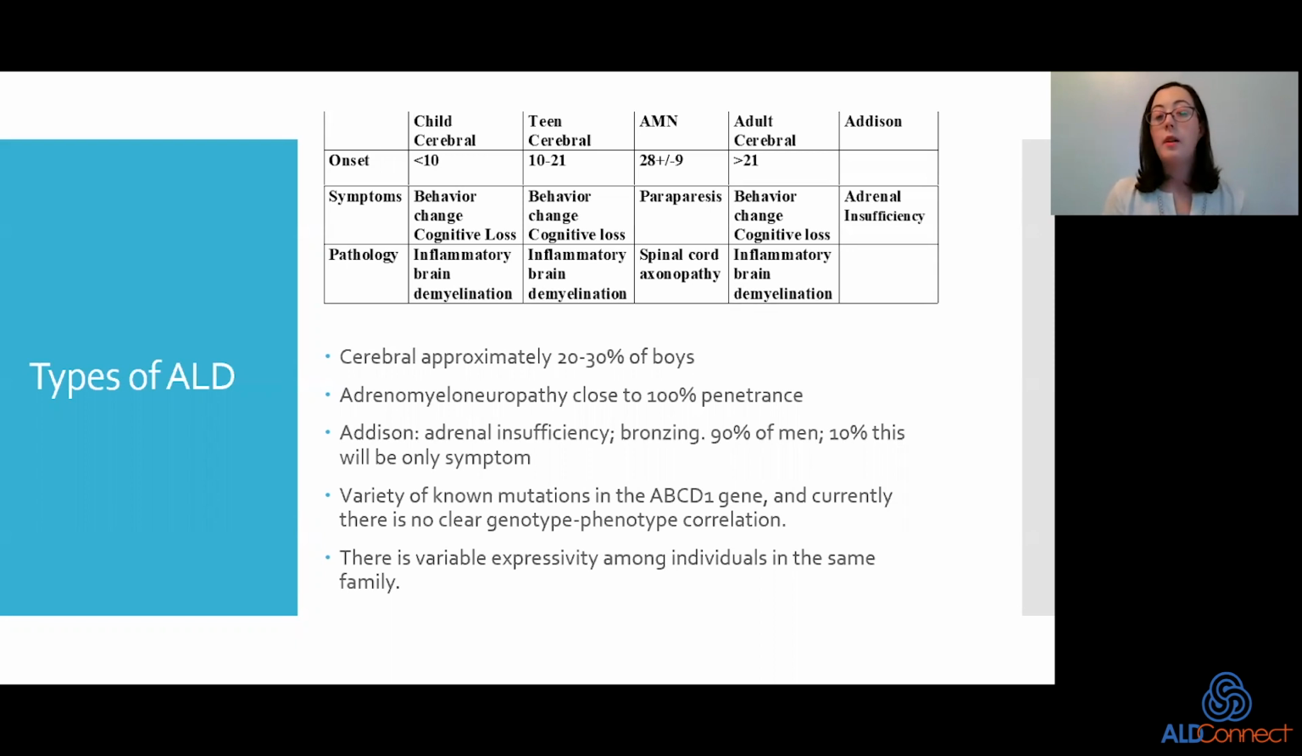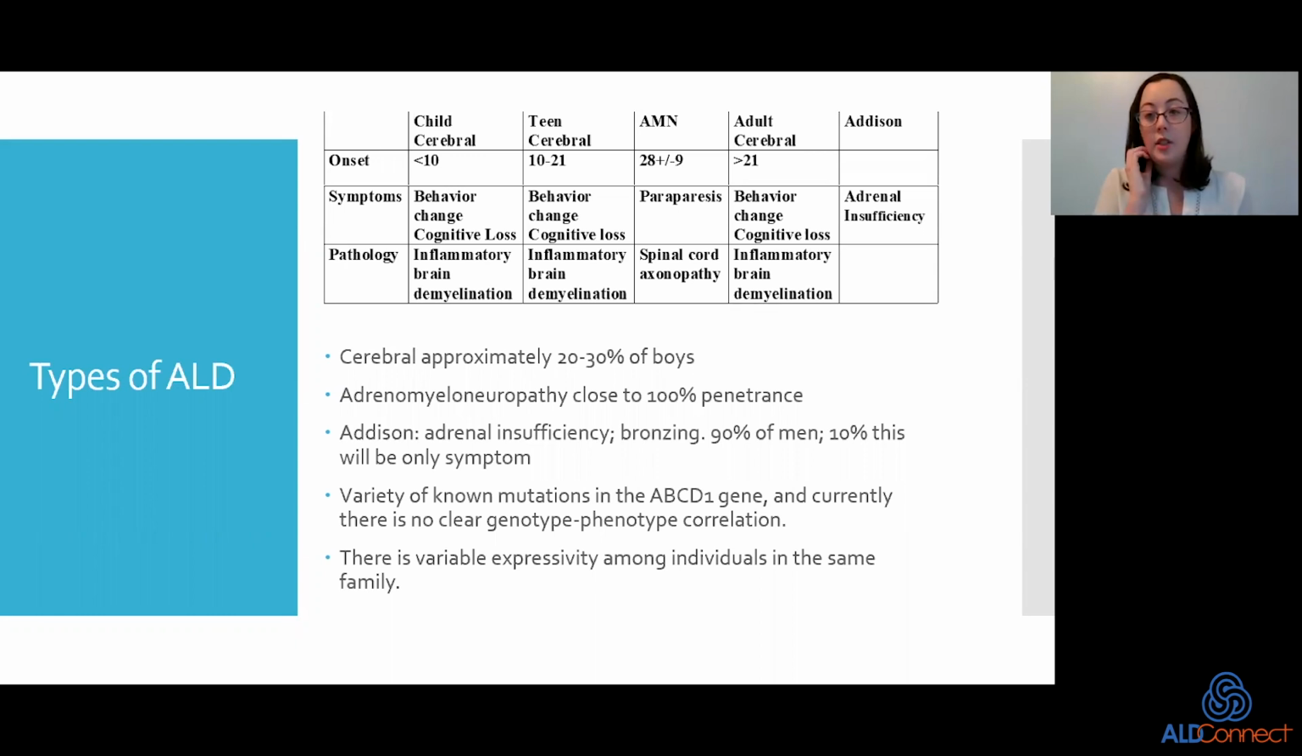There's also the adrenomyeloneuropathy form, which some studies say has close to 100% penetrance, meaning that women and males with this condition will have some symptom, whether it's a severe or mild form of this AMN condition.